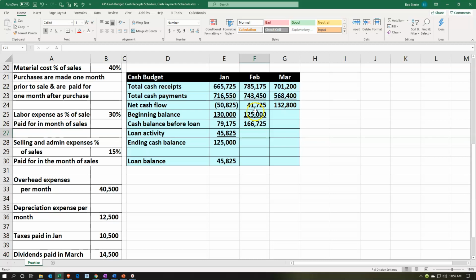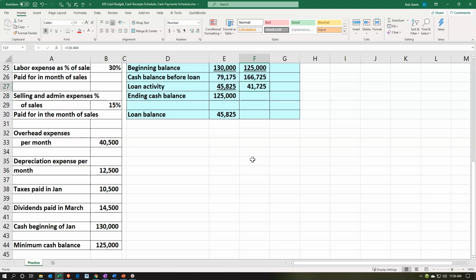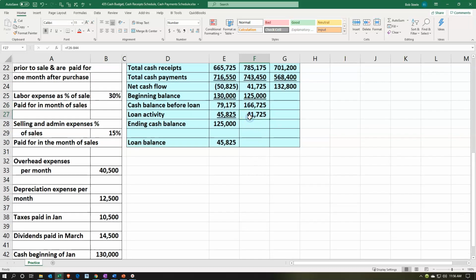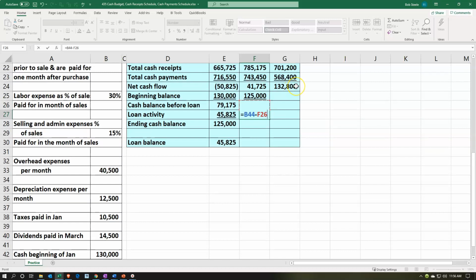Now we're not going to be able to get down to 0 because you can see we were at 41,725 and then we added the 125. So we don't have enough to pay off the 45,825 and still be at our minimum balance of the 125. So I'm going to say I need this to be equal to this number minus the minimum balance, the 125,000, and that's going to be the loan. Let's do it the other way, actually. To make it a negative number, I'm going to make it the 125,000 minus the balance that we have.